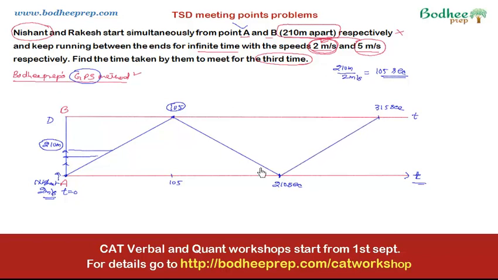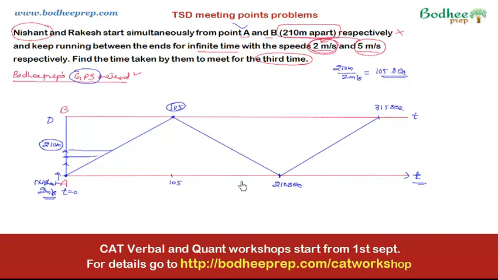So from here we can identify, at every point, what is the distance from both ends and how much time it took him to go to that particular distance. I hope this particular graph is very, very much clear, right? Now I have drawn it for Nishant.